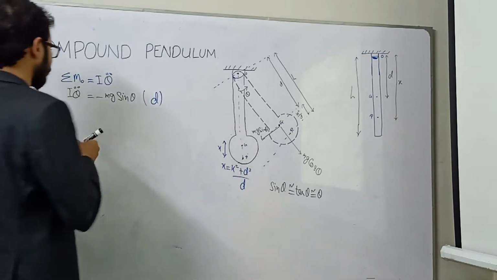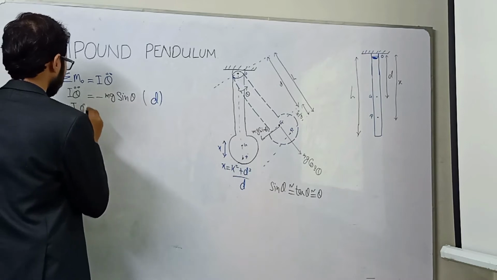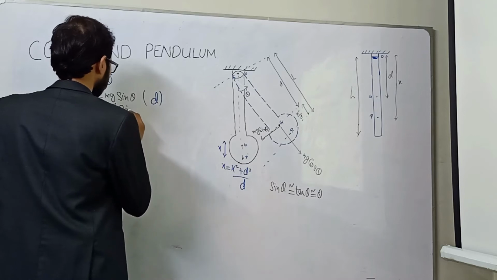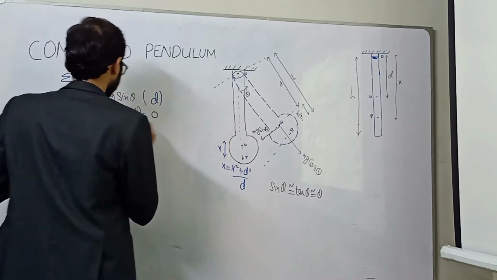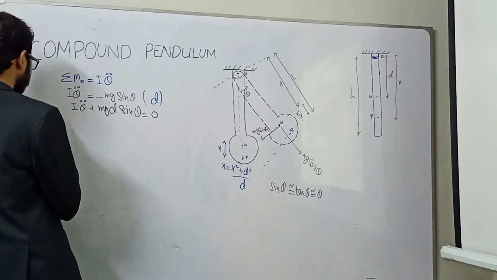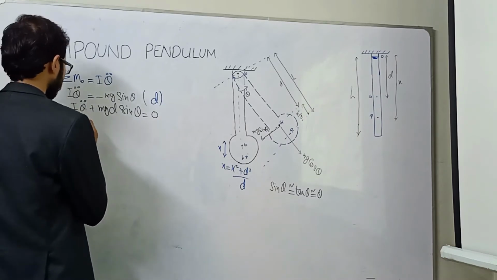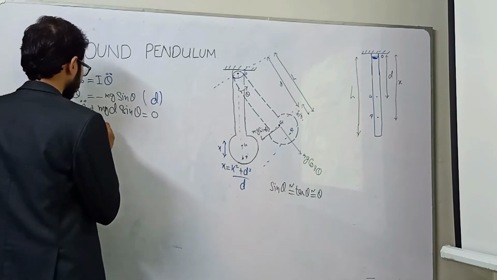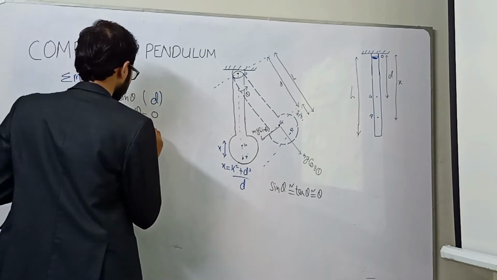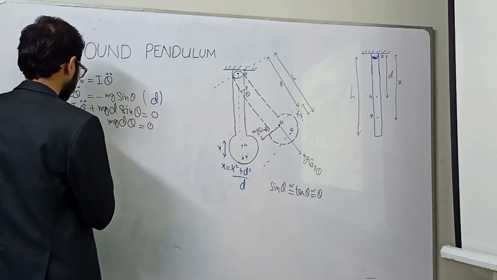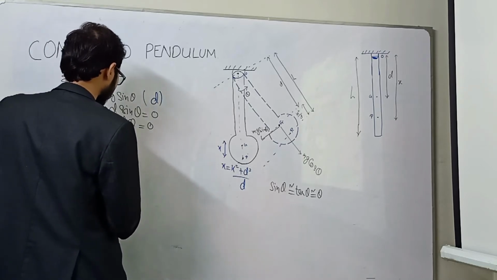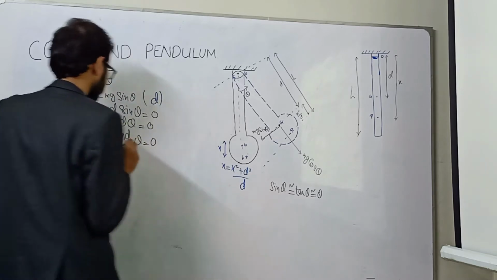So this is the point to be noted. I theta double dot plus mgd sin theta is equal to 0, since sin theta is approximately equal to theta for very small deflection. So we have I theta double dot plus mgd theta is equal to 0, or I theta double dot plus (mgd divided by I) into theta is equal to 0.